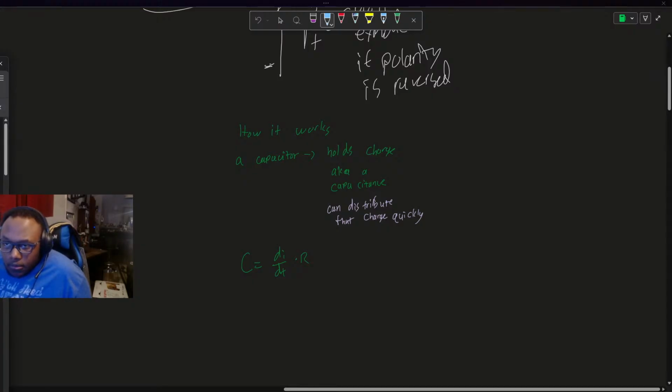Oh wait, C equals Q over V. That is not correct. What is Q? Charge. Okay. Q is the magnitude of charge on each plate, and V is the voltage across the plates.